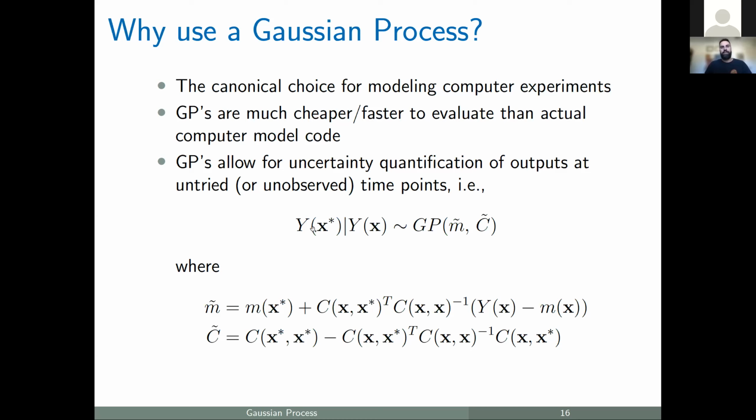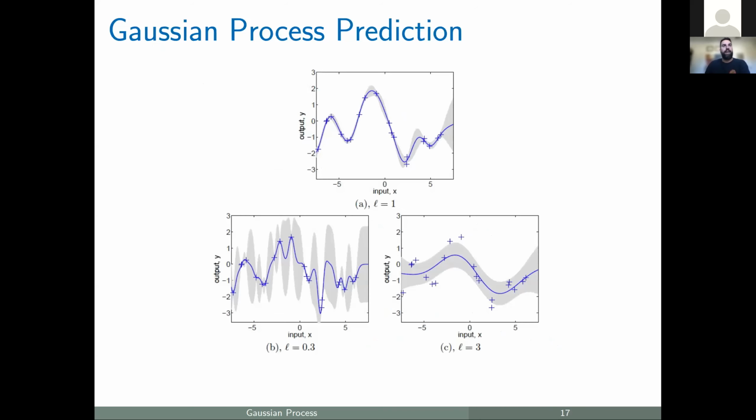In this notation, X star are inputs you haven't tried, and X are inputs that you have seen. Your prediction, conditional on the data that you already have, is actually another Gaussian process with very easy to compute equations for the mean and the covariance function. If you stare at it long enough, you realize it's the conditional normal equations that you probably learned about in an intro to probability course. So Gaussian processes are very easy to use.